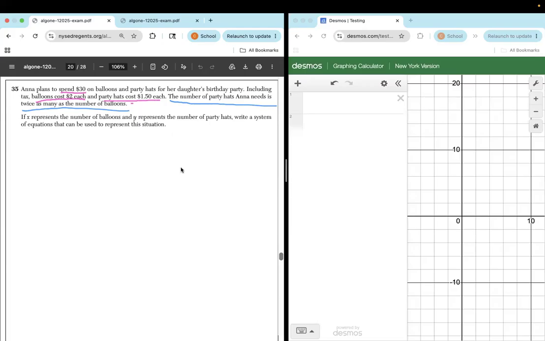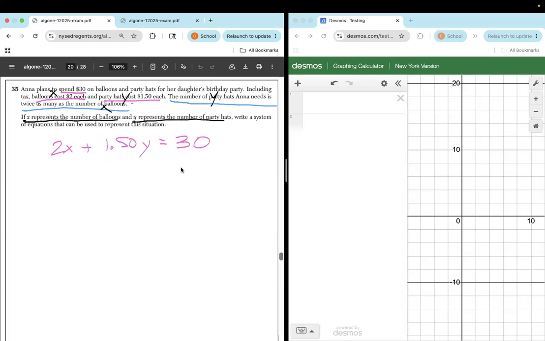Now let's see what variables we're going to use. If x represents the number of balloons and y represents the number of party hats, I'm going to go back in the problem. Wherever I see balloons, I'll put an x. Wherever I see party hats, I'll put a y. The number of party hats Anna needs is twice as many as the number of balloons. Okay, let's write our money equation. $2 per balloon plus $1.50 per party hat is equal to $30. That's my first equation, the money equation.